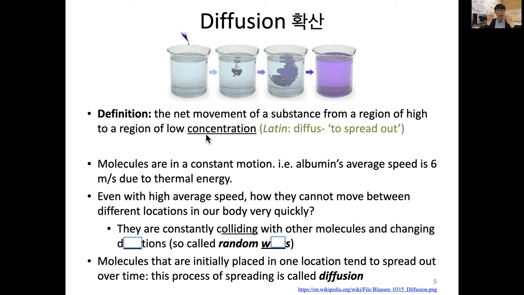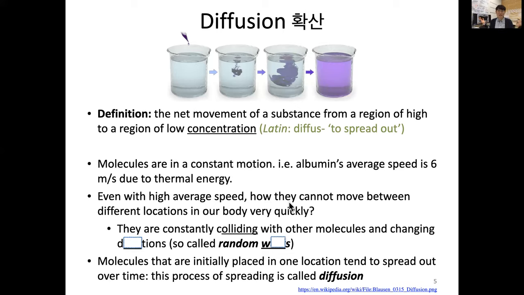And once you calculate it in one-dimensional space, you will be surprised that the average speed of an albumin molecule in one direction is in fact even 6 meters per second due to thermal energy itself. So how fast is that? The tiny albumin molecule can move 6 meters, almost the size of the room, in 1 second.